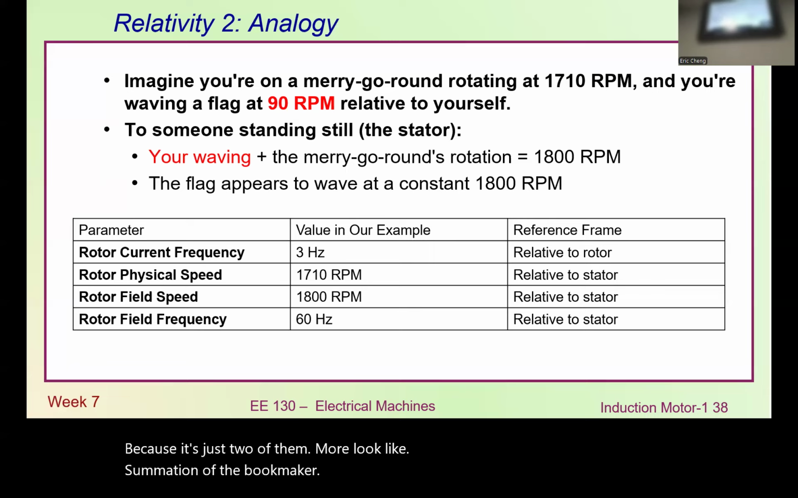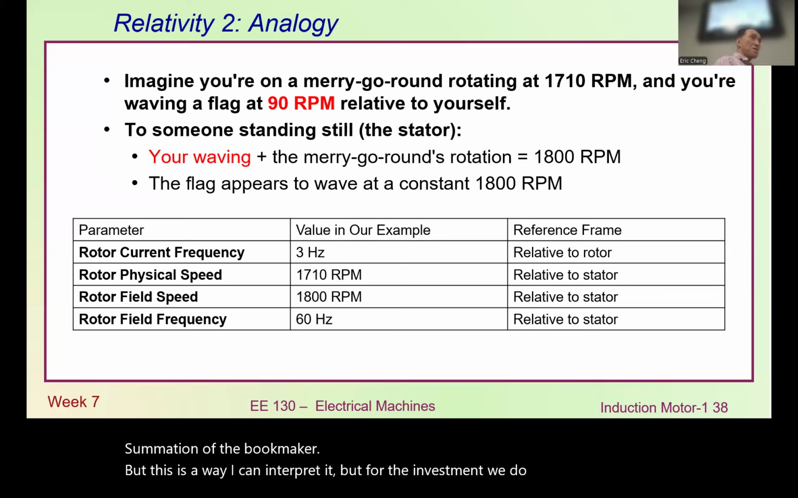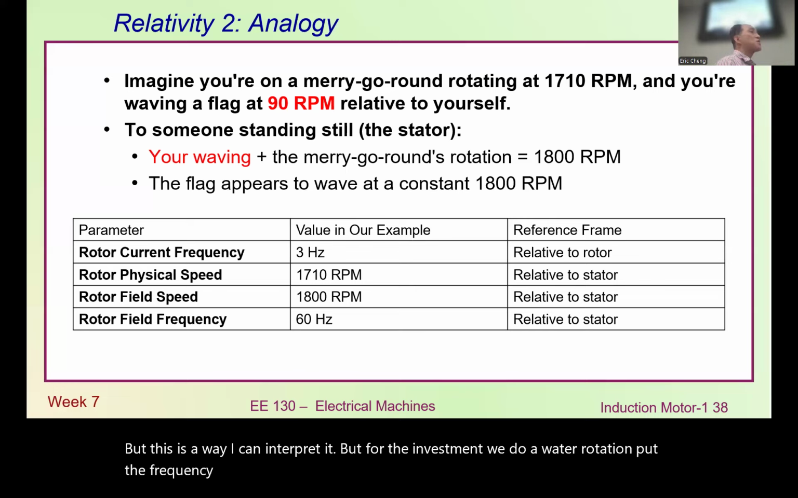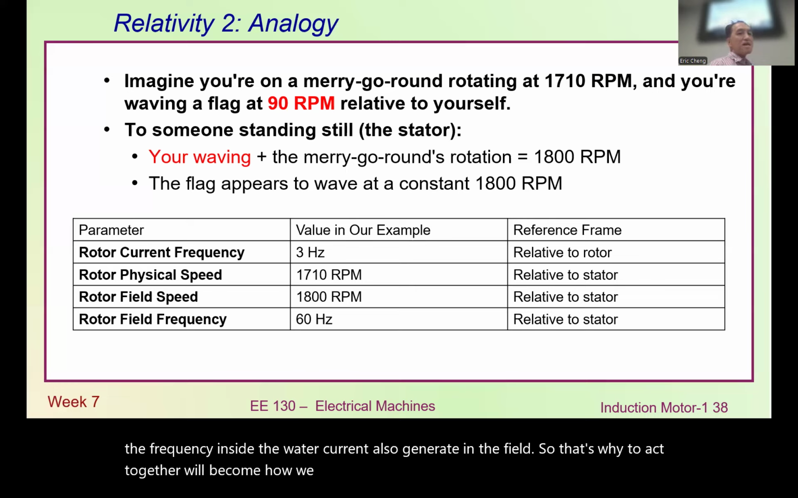But that's a way I can interpret that. For the induction motor, we do a rotor rotation, but the frequency inside the rotor current also generates in the field. So that's why adding them together will become how we understand. This is mainly to tell you why the rotor frequency is so low, not 60 hertz, not 30 hertz, but only about 3 hertz in this case. That is a kind of relative motion.